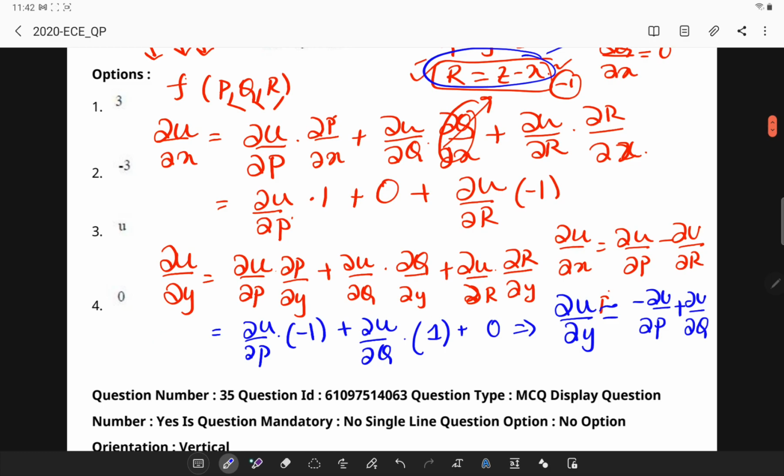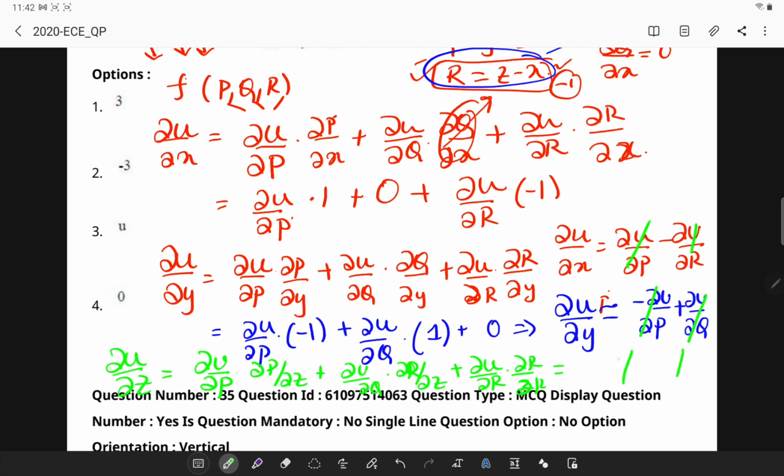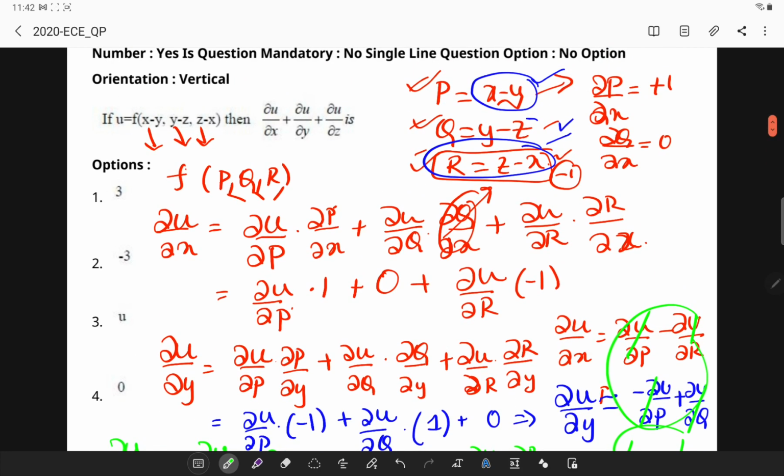Similarly, if I calculate ∂u/∂z, which is ∂u/∂p into ∂p/∂z plus ∂u/∂q into ∂q/∂z plus ∂u/∂r into ∂r/∂z. So if you observe, there is a cyclicity and all the terms get cancelled, so I'll be having the option which is 0.